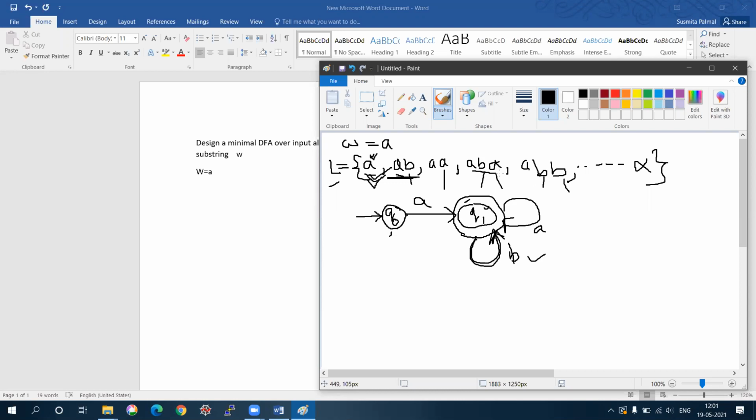अगर मुझे ABA मिलता है तो क्या होगा? From Q0 to Q1 using A we could reach from Q0 to Q1, again I could use B. Then from Q1 to Q1, then again I could use A. So Q1 to Q1. So using ABA also we could reach to Q1 state. So all the strings you can see are accepted by this automata.